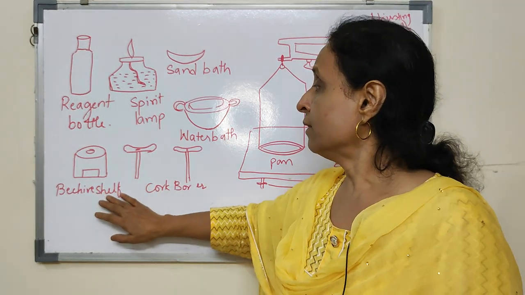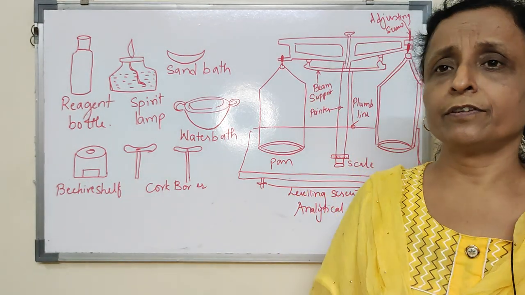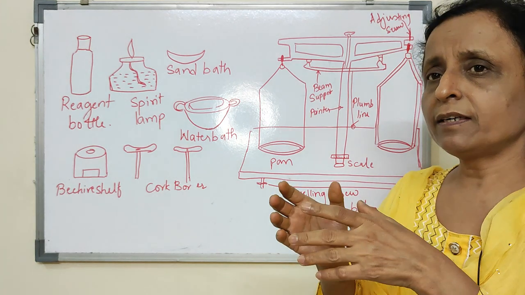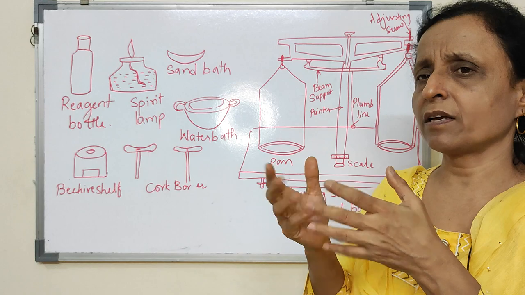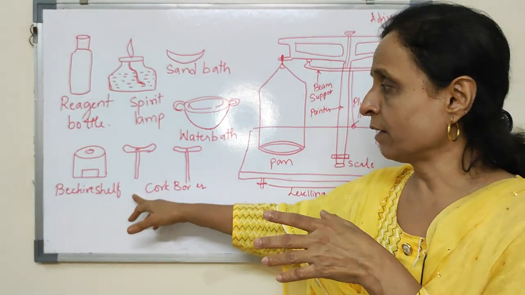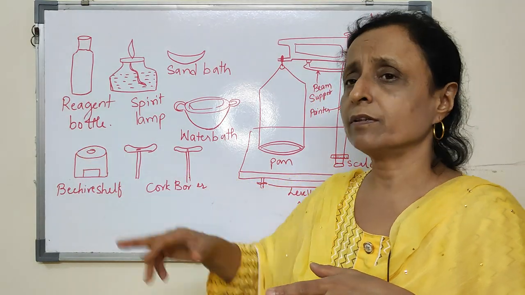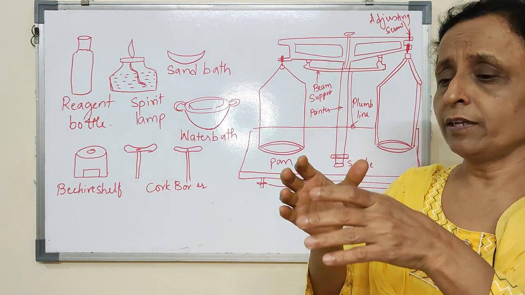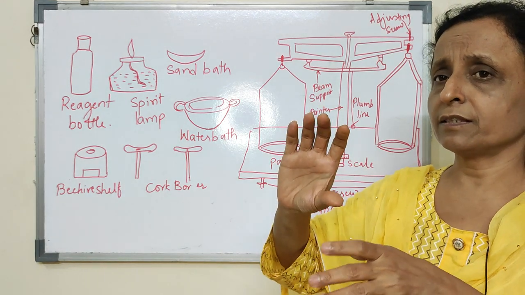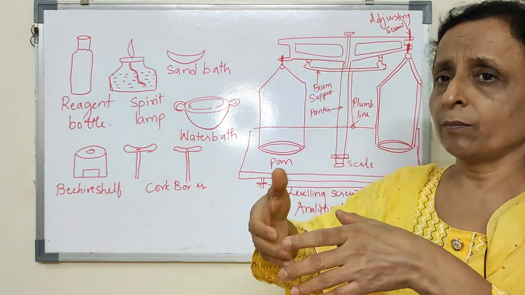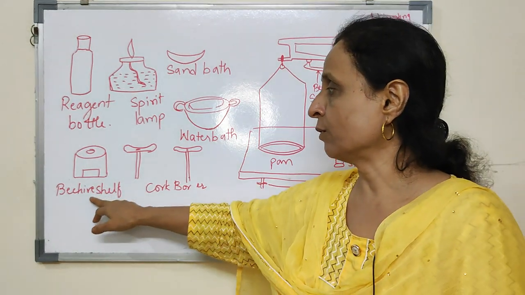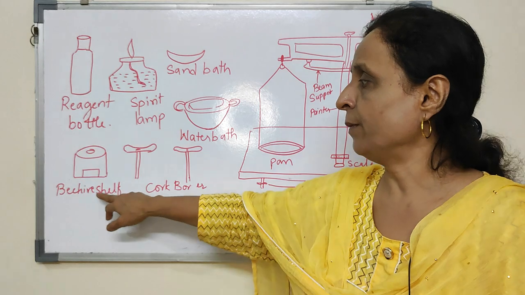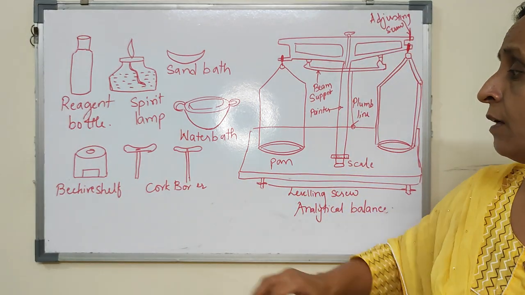Now this beehive shelf: whenever you are collecting a gas like oxygen or carbon dioxide, the gas jar should be kept on this shelf to make it upward. A shelf is kept below the gas jar, so that is known as a beehive shelf.